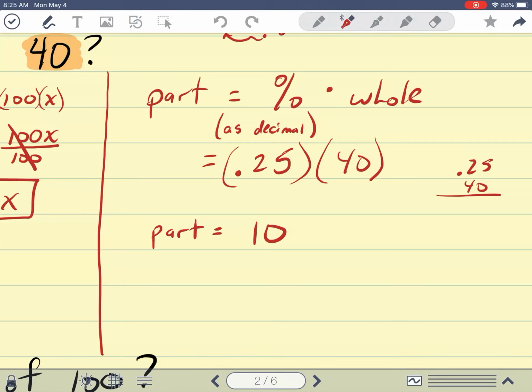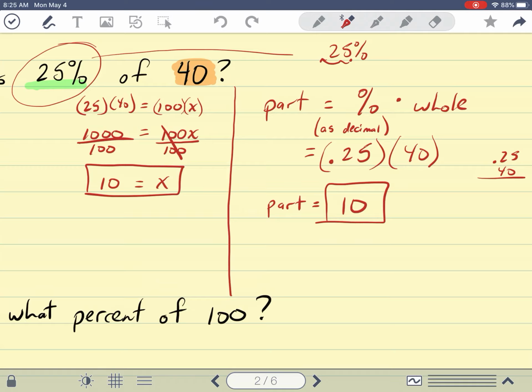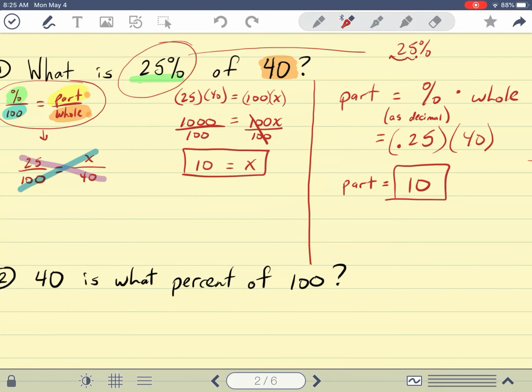Okay, that comes out to 10. So that is the same value as we got on the left side. Two different methods to solve that. I've shown you both of those. And so typically when you're trying to find a percent, I like to use the second method. But you need to be able to solve this problem using the first method I showed you.